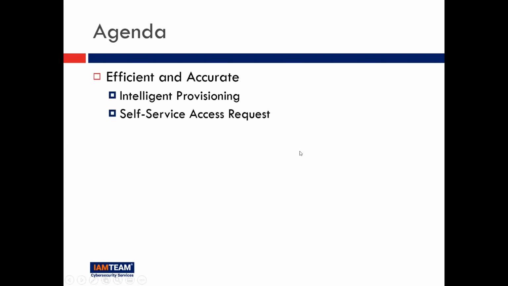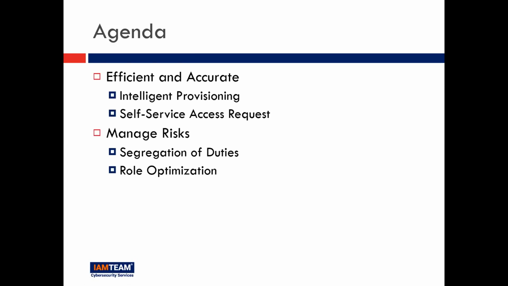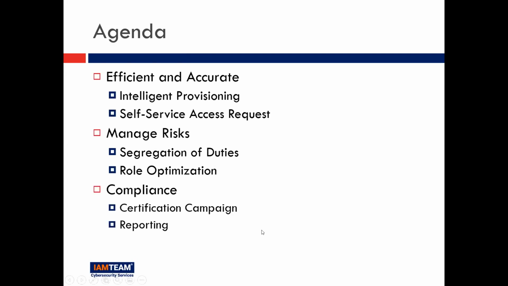We'll start with showing how to improve your process, making it efficient and accurate through provisioning accounts and accesses intelligently and allowing access requests without bothering your IT department. Followed by risk management through avoiding toxic combination of accesses and maintaining segregation of duties, as well as optimizing access combinations. And finally, compliance, showing how to review and retain or revoke accesses, as well as the out-of-the-box and customizable reports in the solution.